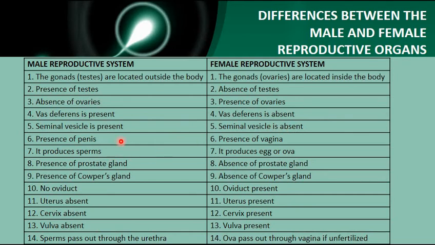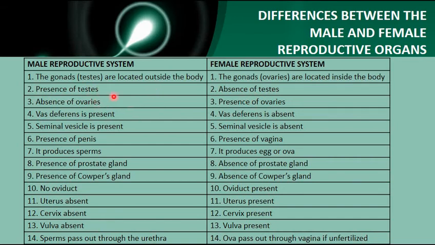Now I want to highlight something here. Whenever you are writing this, please ignore this part: the presence of testes here should be matched with presence of ovary there, so you shouldn't repeat these two points. They are just one. If you write presence of testes here, it should be presence of ovaries there. If you say presence of vas deferens here, what should you say? Presence of fallopian tube there.